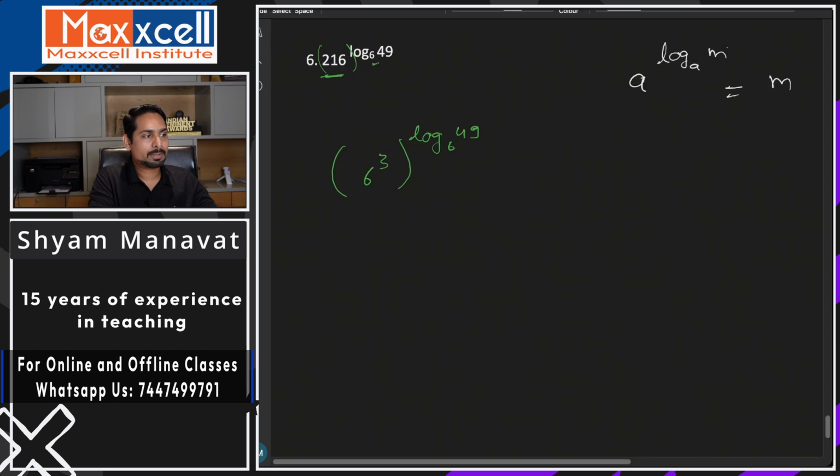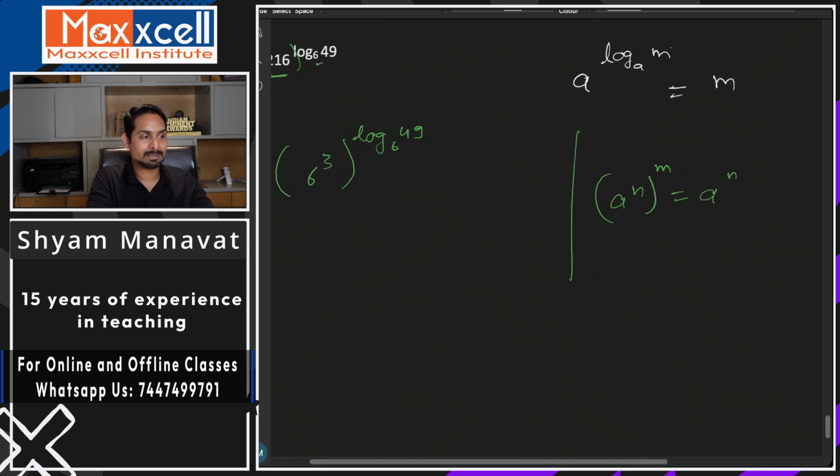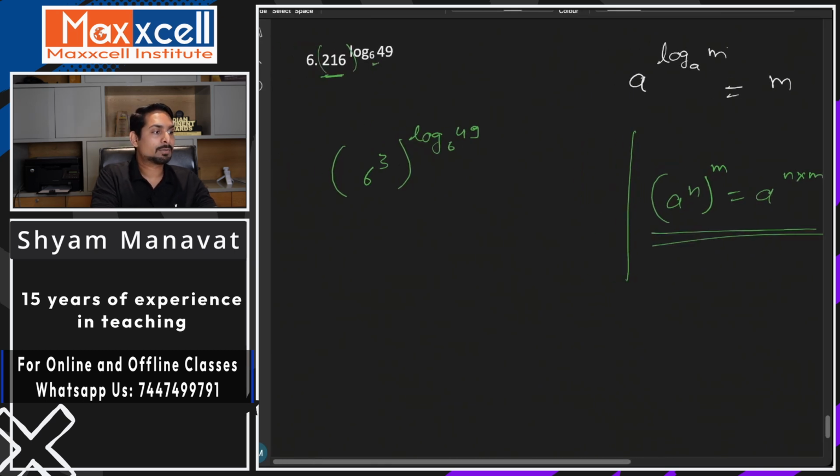Now there is one property of indices: if you have a to the power n, bracket, power m, a number in brackets raised to a power, then the powers get multiplied. So n is multiplied with m. This is the property of indices which we are going to apply here. So here it will give you 6 to the power 3 into log of 49 base 6. Are you clear with this?